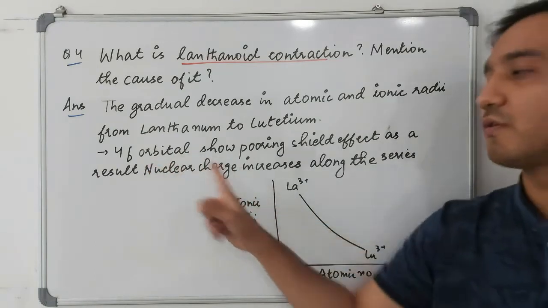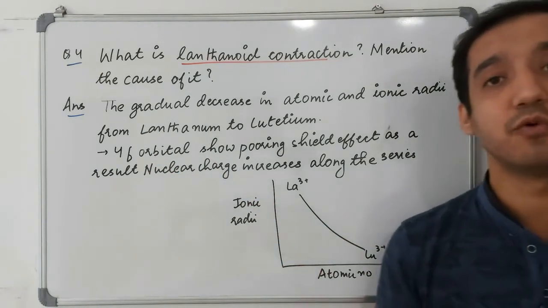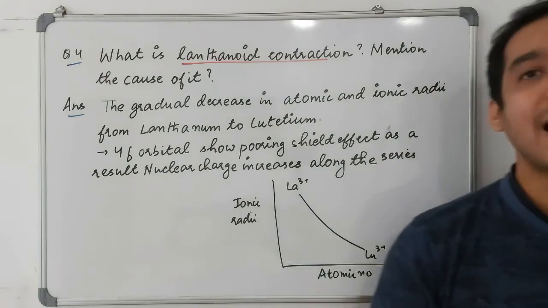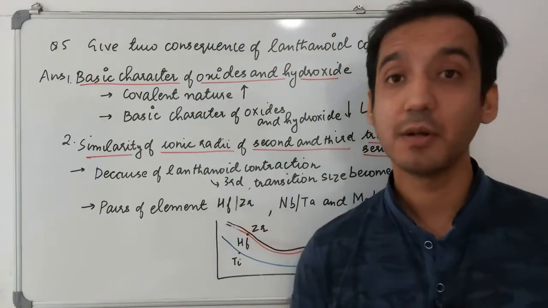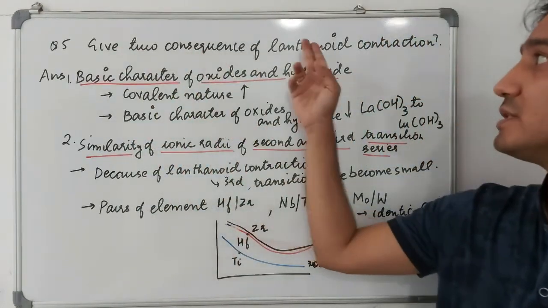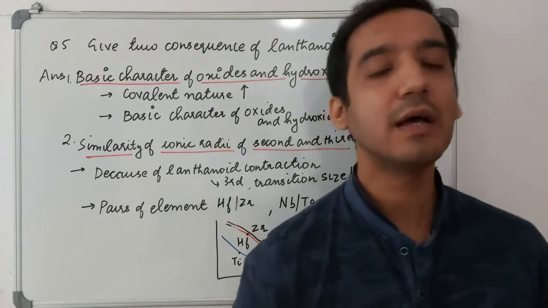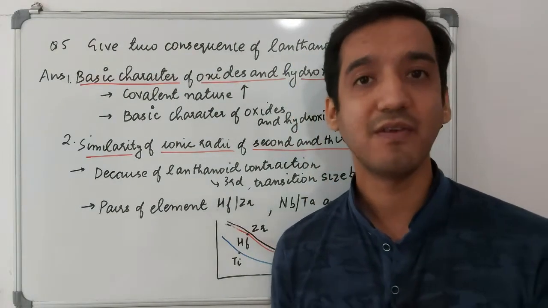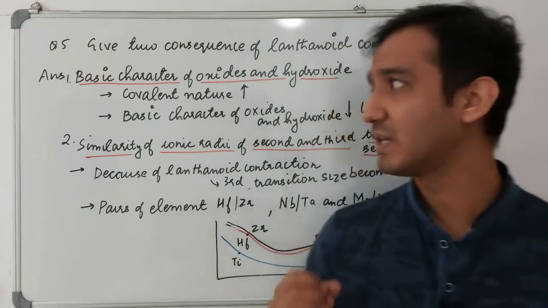Why is it happening? Because of the filling of the 4f orbital, which has a poor shielding effect. So this is called lanthanoid contraction. Question number 5: Give the two consequences of lanthanoid contraction. So what are the consequences which happen because of lanthanoid contraction? We have already discussed what lanthanoid contraction is.